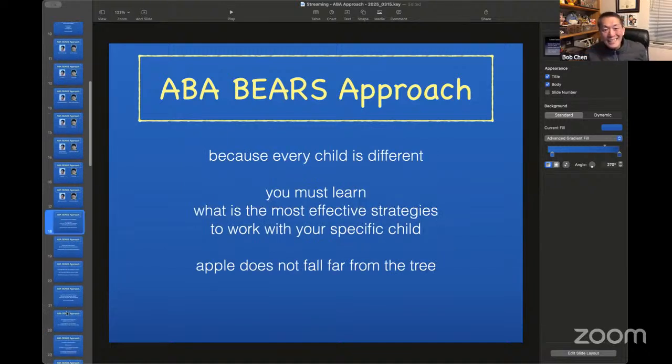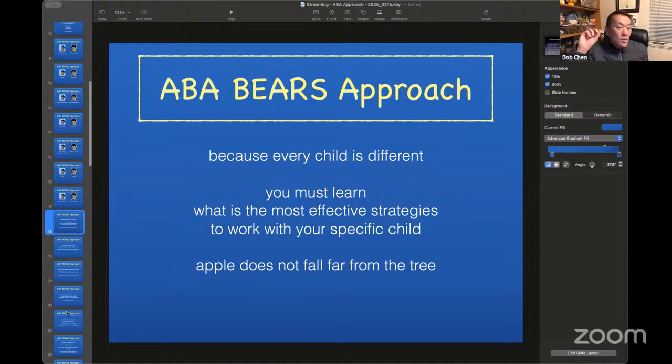Now, because every child is different, you have to actually learn what's going to be effective for each child. So we don't run the same interventions for Marcus that we do for Samantha. Why? Because the things that will work for Marcus will not work for Samantha, and the things that will work for Samantha will not work for Marcus, because they are fundamentally different from each other.